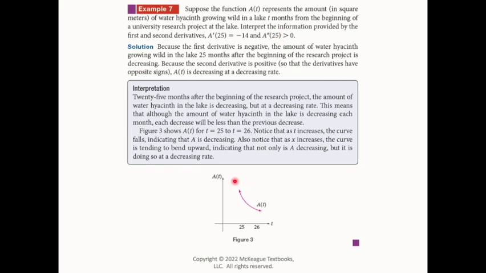If we look at the graph and we trace it left to right, if we go from 25 to 26, it's decreasing in the number of these plants that are growing wild, but it's leveling out as we go left to right. So the rate of the decrease is getting slower and slower. So the official definition is that 25 months after the beginning of the research project, the amount of the water hyacinth in the lake is decreasing, but at a decreasing rate. This means that although the amount of the water hyacinth in the lake is decreasing each month, each decrease will be less than the previous decrease.